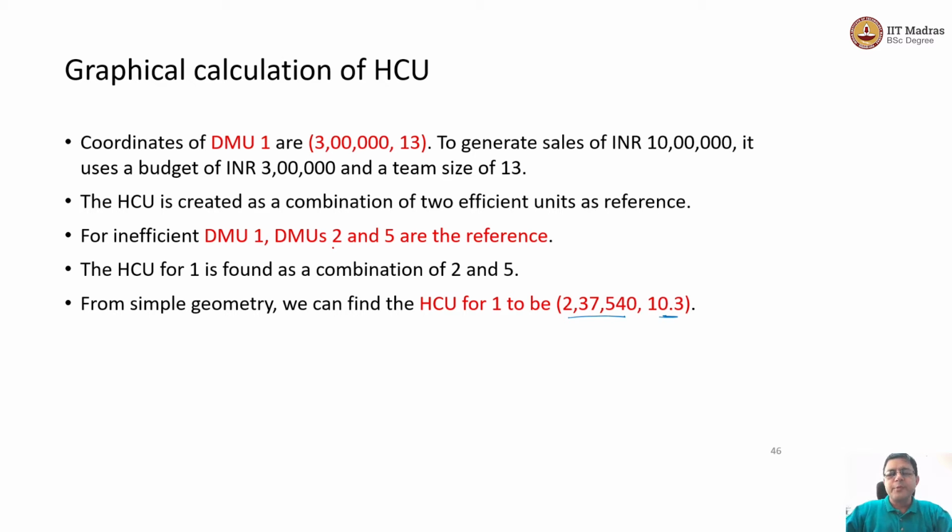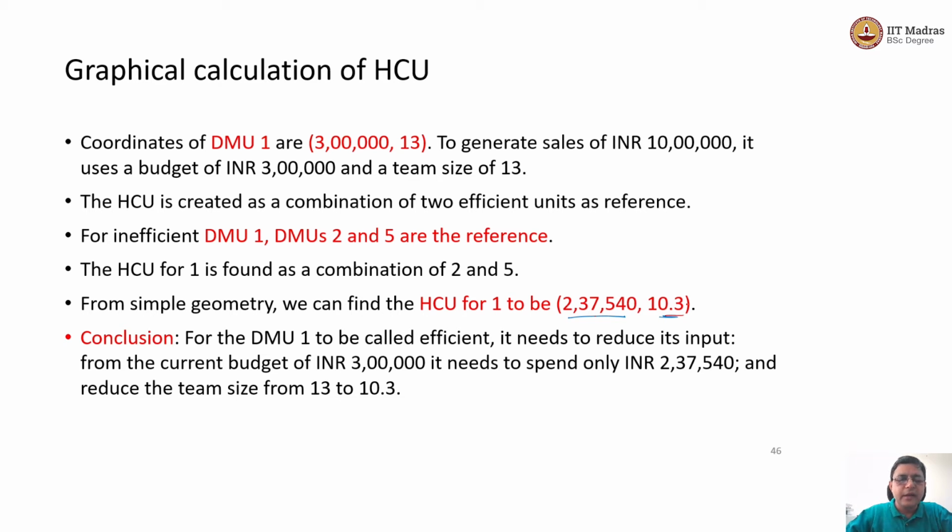Here we have fixed the output. Output is sales, and you have to achieve 10 lakh rupees of sales. So you really can't go in that direction. We are not going to propose that you increase your sales. So the only way we are going to recommend is to reduce your inputs. And what is our recommendation? We are saying that DMU1 will be called efficient if it spends a budget of about 237,000 and has a team size of 10.3. Which essentially means that DMU1, if it wants to be called efficient, needs to reduce its budget from the current 300,000 to about 237,550.